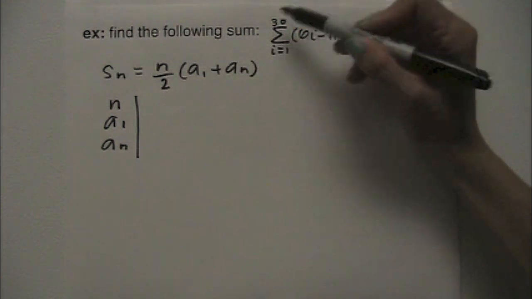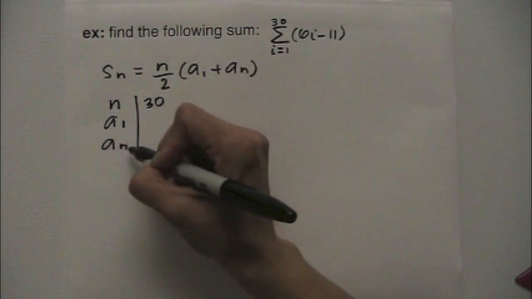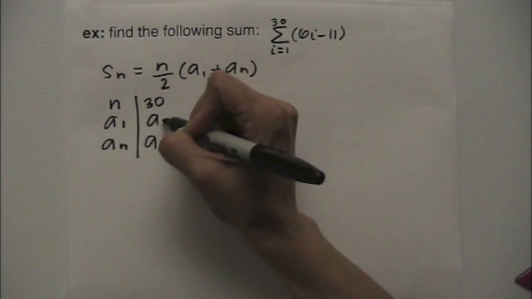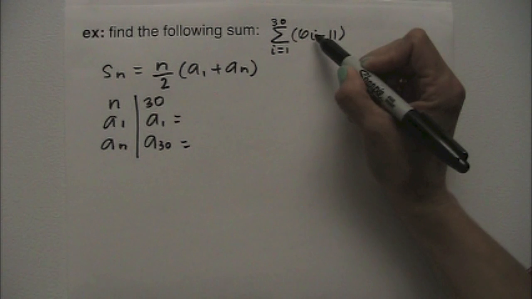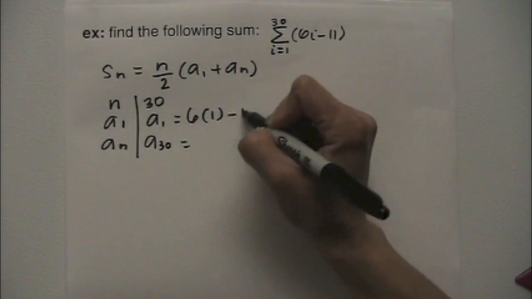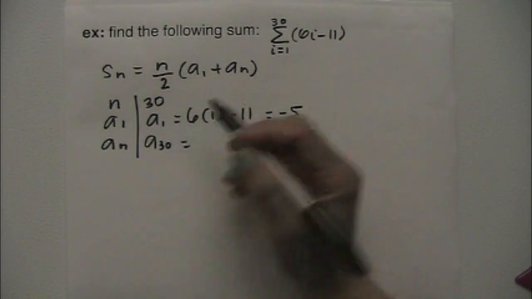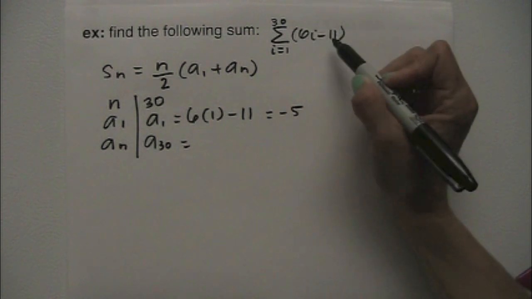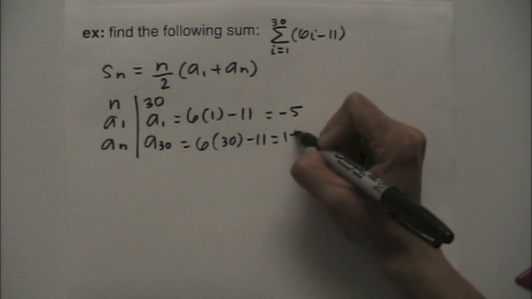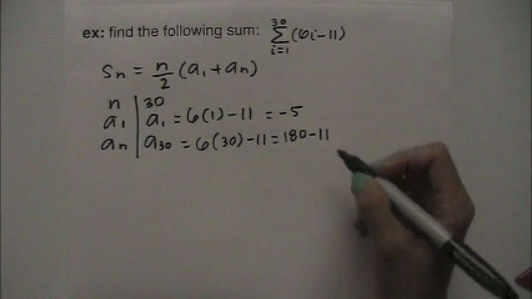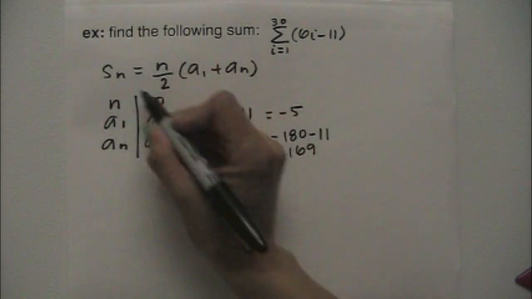If you look at this, because it's in sigma notation, it starts at 1 and stops at 30, so that means there's going to be 30 terms. So that means this is a sub 30. This is still a sub 1. To find a sub 1, it's super convenient because you have 1 down here. You can just plug in 1 for i, and you end up getting 6 minus 11, or negative 5. And then for a sub 30, again, very convenient because you have your formula right here. You're going to plug in 30. So this makes 180 minus 11, or we get 169.